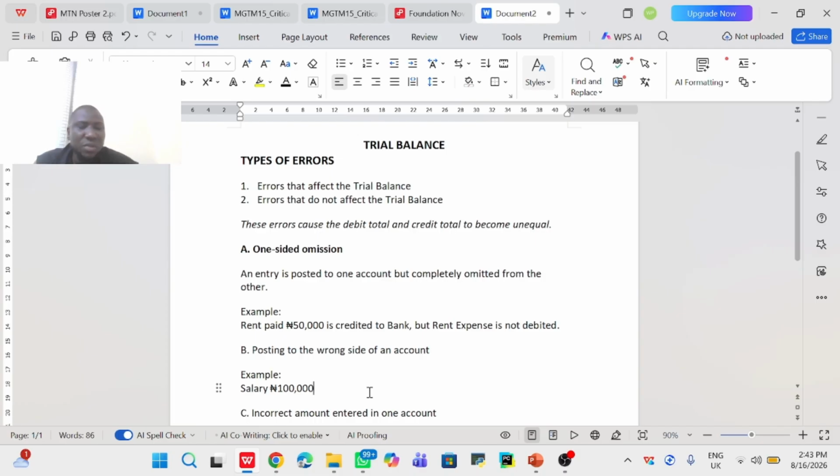For example, income: you're supposed to credit it, but you debit it. Your trial balance will not be balanced because you posted on the wrong side of the account.